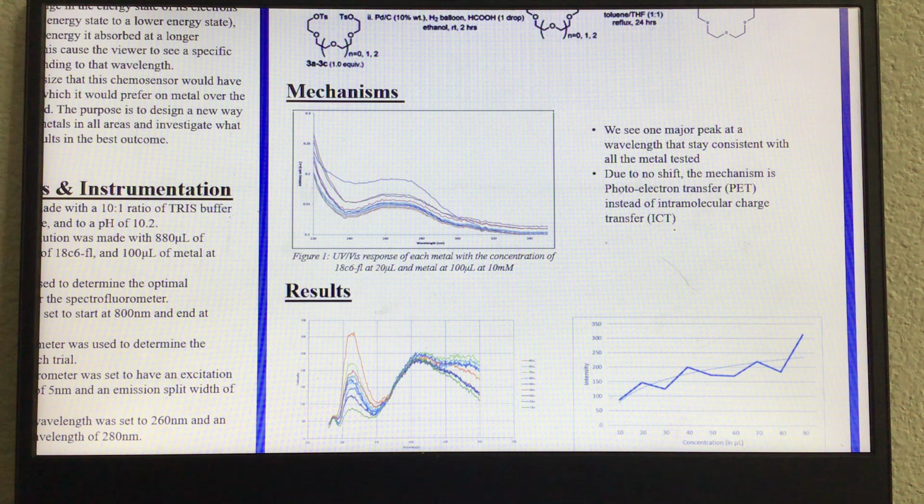The reason why we know that it's PET is because there is a consistent peak at this wavelength here. And if there wasn't a consistent peak, meaning if there was some type of shift, then we would know that there's ICT. But because there's no shift, we know that the mechanism is PET.